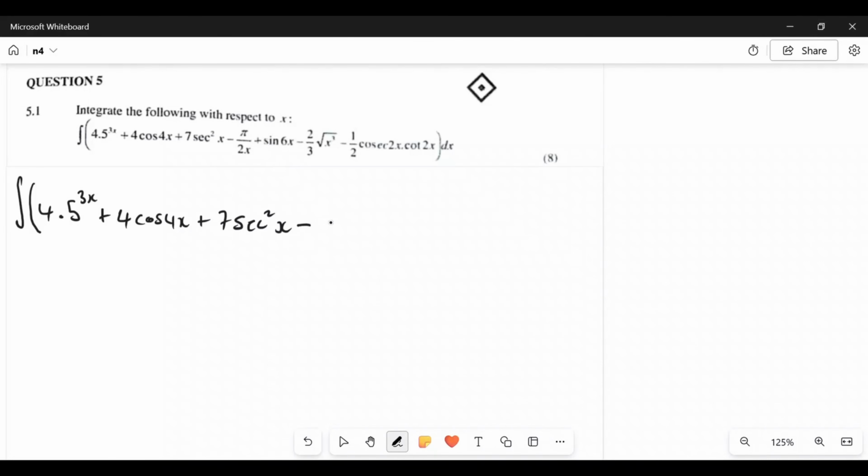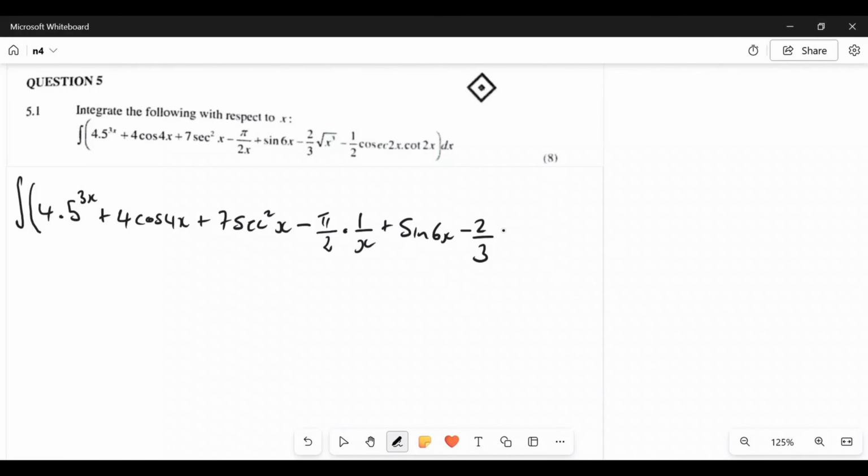Now we have minus pi over 2x, which we can write as pi over 2 multiplied by 1 over x. I decided to separate 1 over x from pi over 2. Then we add them. The fifth term we have is sine 6x, no simplification required. The sixth term, we have negative 2 over 3, but we have the root of x cubed.